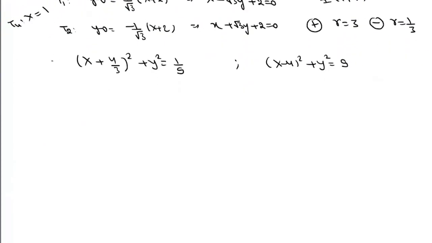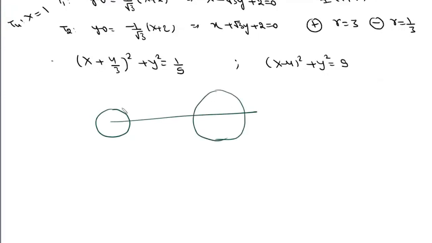Now we redraw it. So we have two circles, C1 and C2, and we are looking for their transverse common tangent. Now this center is at (-4/3, 0), and here this is (4, 0). This radius is 1/3, and this radius is simply 3.